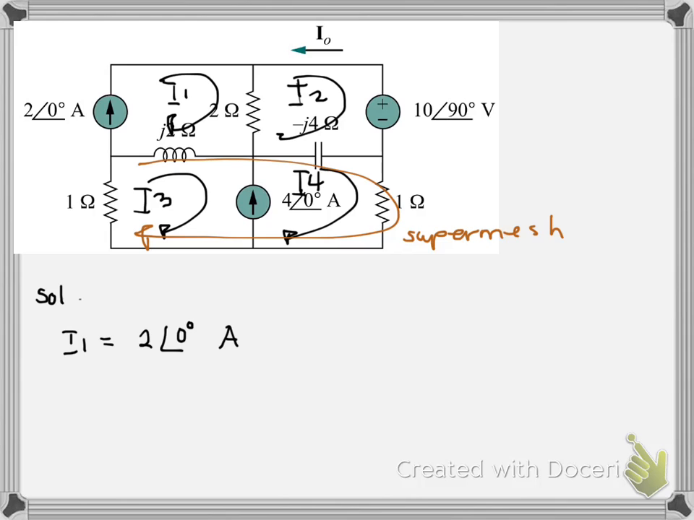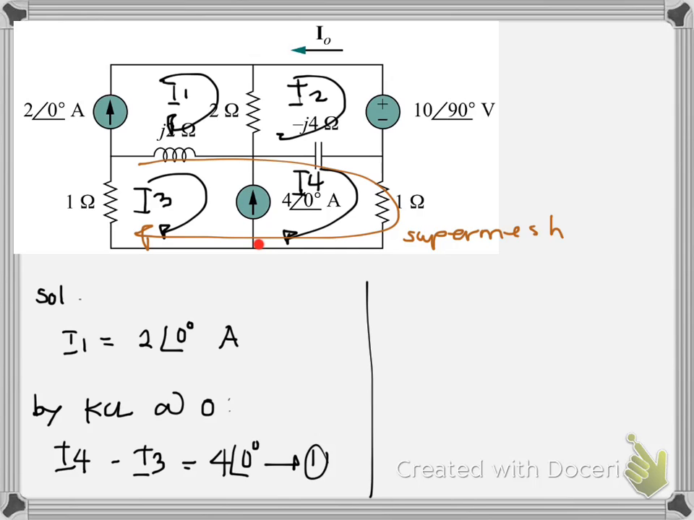Okay. And so at the super mesh, if we take a node here, a KCL at this node, we could form an equation. We have I4 minus I3 equals 4 angle 0. And so this is our first equation.